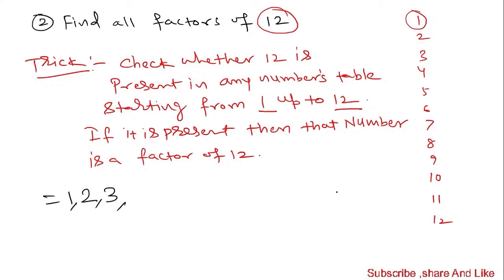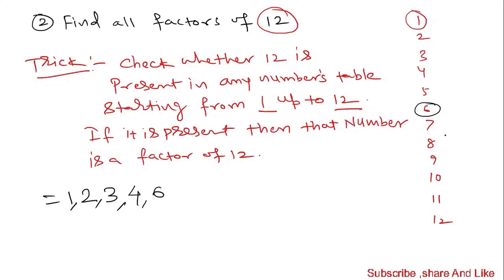Then I read the table of 4. 4 1 is 4. 4 2 is 8. 4 3 is 12. Again I write 4 here. 4 is a factor. So 5, I read the table of 5. 5 1 is 5. 5 2 is 10. 5 3 is 15. That means we do not find 12 in the table of 5. So I do not write 5 here. Then we move towards the table of 6. 6 1 is 6. 6 2 is 12. That means 6 is present because 12 is present in the table of 6.